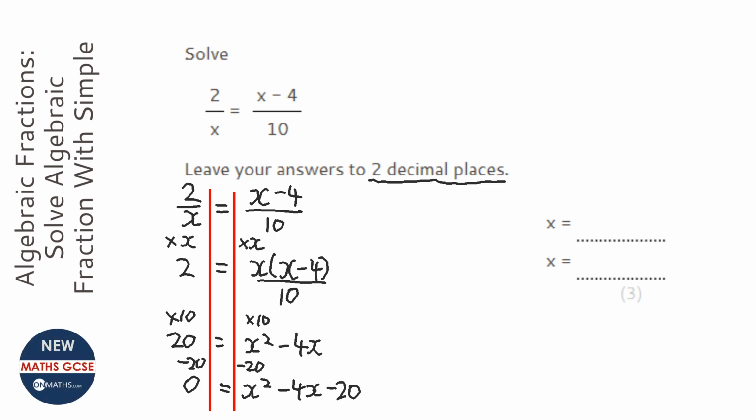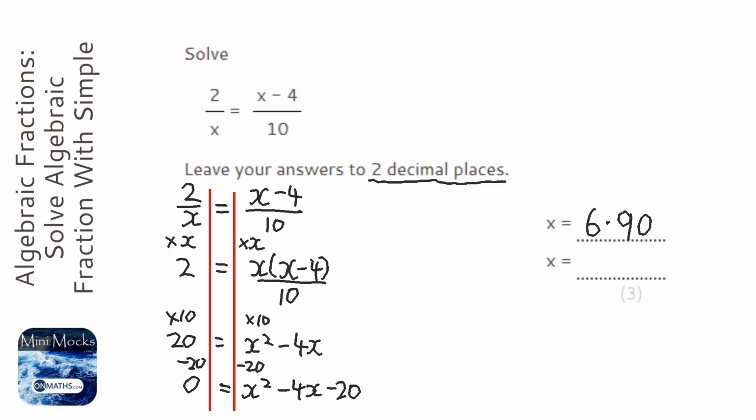Now I've gone through that really quickly, because I'm assuming you know how to use the quadratic formula. If you don't, then just type in OnMaths quadratic formula into YouTube. We've got some great videos on how to do that. So the answer is 6.90 to 2 decimal places.